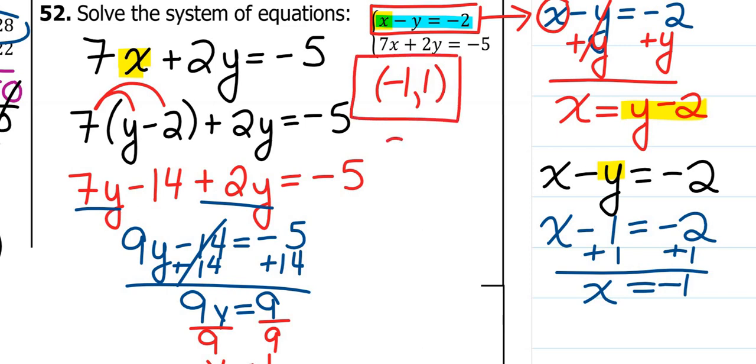So I've used here something called substitution. This is the substitution method. Previously, I used the elimination method, where I added things vertically. Okay, let's get to the last question on this page.